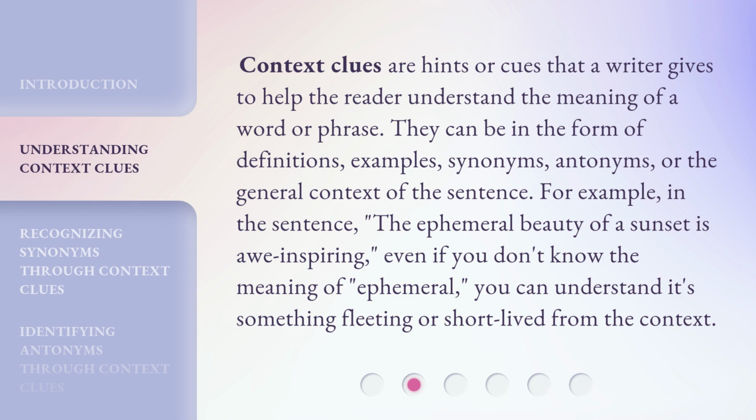Context clues are hints or cues that a writer gives to help the reader understand the meaning of a word or phrase. They can be in the form of definitions, examples, synonyms, antonyms, or the general context of the sentence. For example, in the sentence, "The ephemeral beauty of a sunset is awe-inspiring." Even if you don't know the meaning of ephemeral, you can understand it's something fleeting or short-lived from the context.